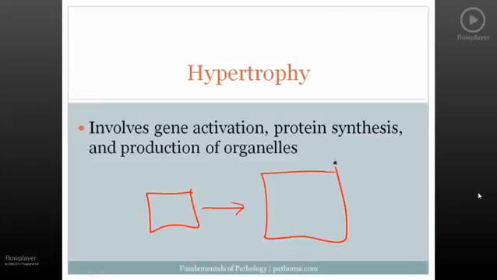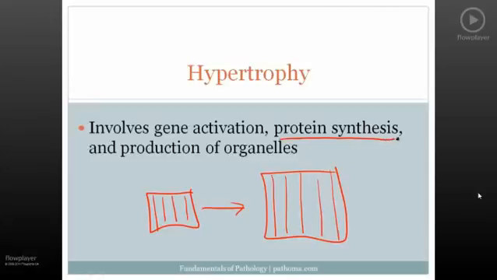Now, if we're going to increase the cell size, a couple important things. First of all, recall that a cell has a skeleton, which is called the cytoskeleton. And that cytoskeleton is what gives the cell its size and its shape. If we want the cell to become bigger, we're going to have to increase the production of that cytoskeleton. And the cytoskeleton is predominantly made of protein. So one of the very important mechanisms for hypertrophy would be protein synthesis.